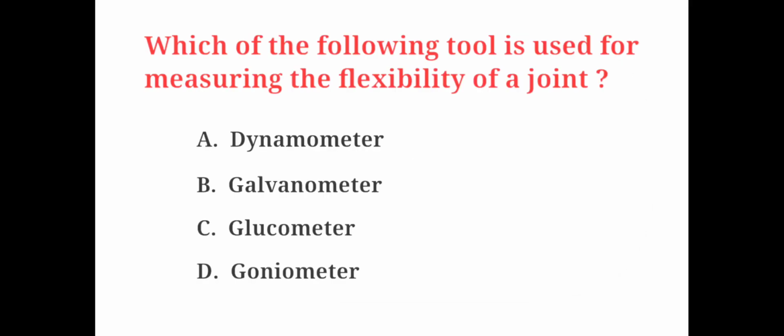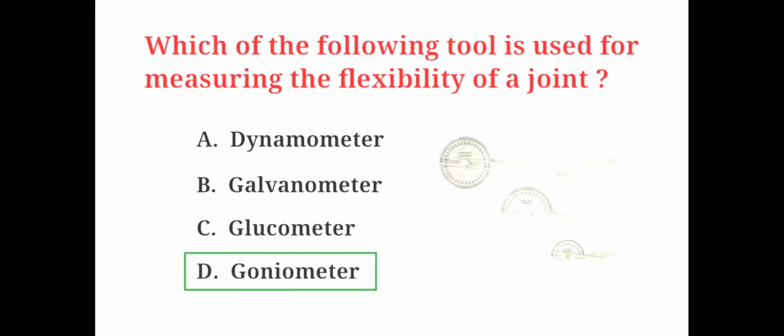Which of the following tool is used for measuring the flexibility of a joint? A. Dynamometer, B. Galvanometer, C. Glucometer, D. Goniometer. And the correct answer is D. Goniometer. A goniometer is an instrument that measures the available range of motion at a joint. The art and science of measuring the joint ranges in each plane of the joint is called goniometry.